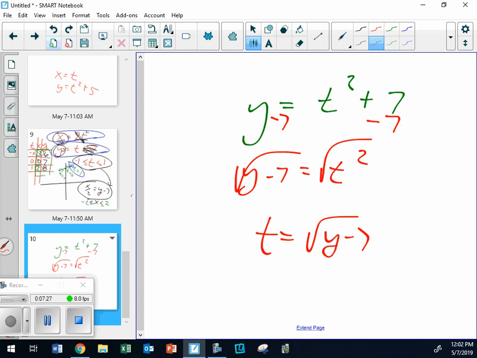It has to be plus or minus, and it's so easy to forget. Can't we just ignore it and act like it's not a real answer? No, you need both parts. So we have t equals negative root y minus 7 and t equals positive root y minus 7. So you end up with two equations from just one equation. That's one complication that we have to be able to handle.